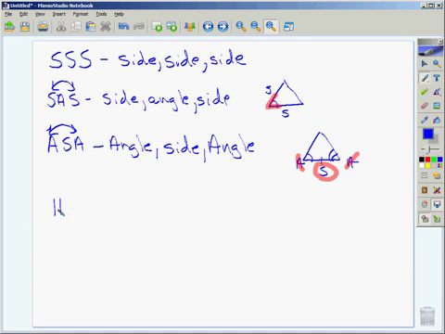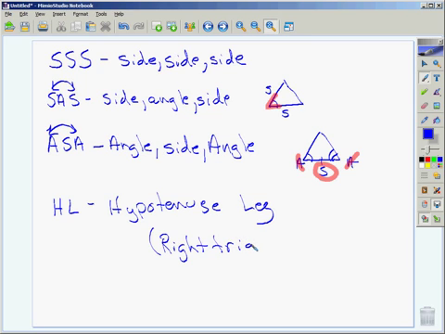And the other rule that you were given was this one, HL, which stood for hypotenuse, leg. And remember that this only exists if you have a right triangle, and it would look like this. The hypotenuse would be the side that was across from the right angle. This is the hypotenuse. And either one of the other 2 sides would be a leg.